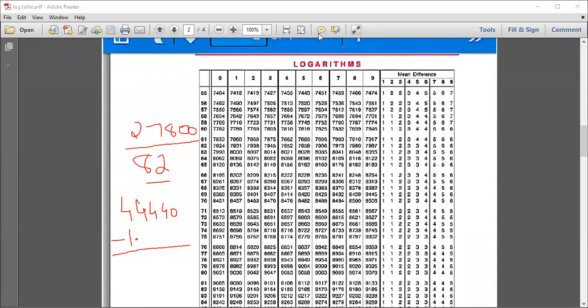So here is the number 82 under 0. The digit we get is 9138. Again, there is no mean difference column over here, so we'll ignore this particular column. So 9138, we'll write it over here. So we got the mantissa part.